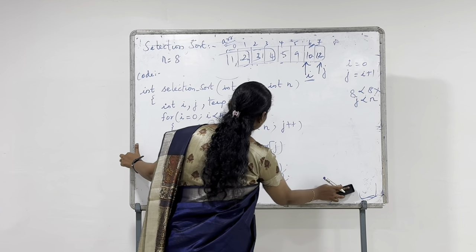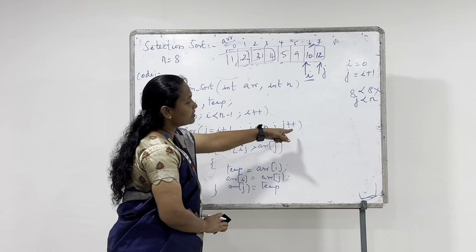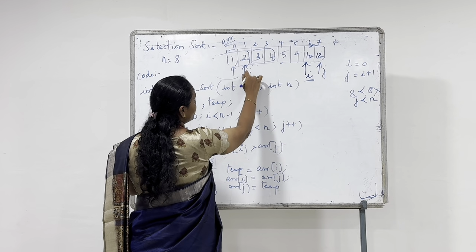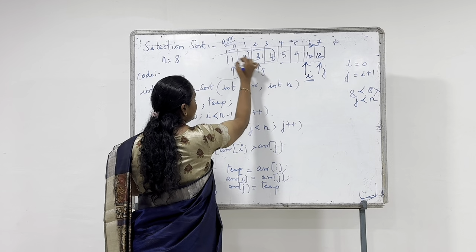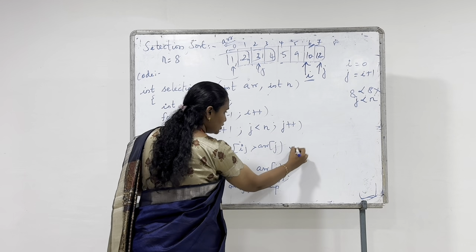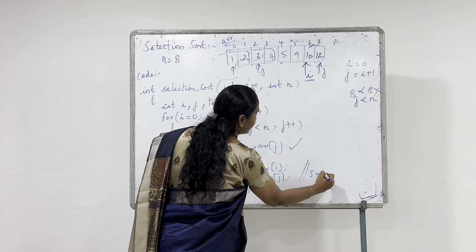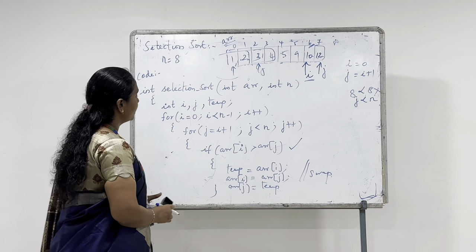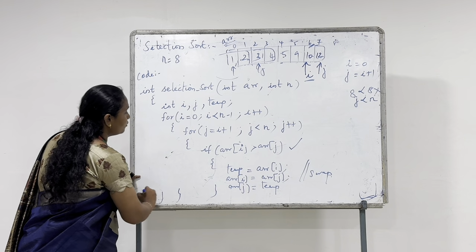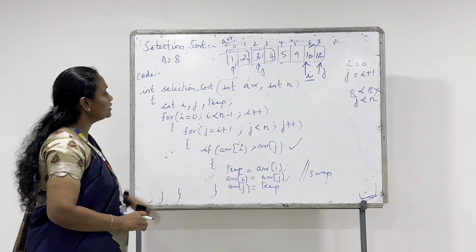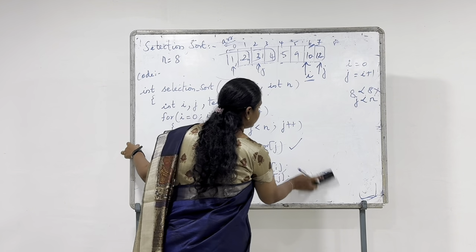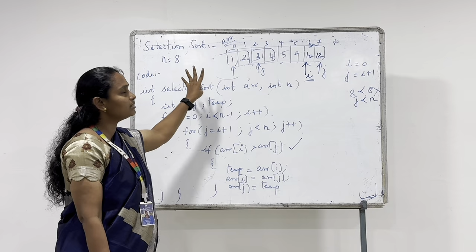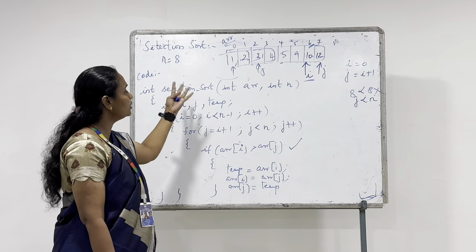Okay. If this condition fails, j gets incremented here. If these two elements are already sorted, then j gets incremented automatically. It goes and sees the next element to compare with i. If the condition is true, then it performs swapping. So this is the code for selection sort. Finally, we can return the entire array, which will be in sorted order.